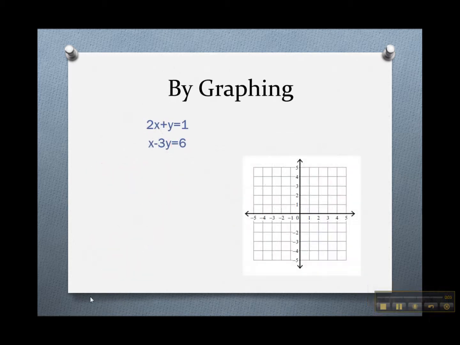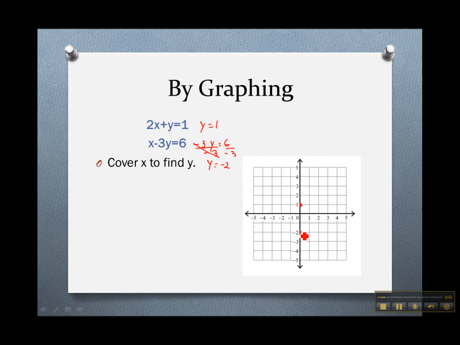Our last method will be by graphing. I'm going to go ahead and use the pen again. The first thing we're going to do is cover x to find y. If I cover this 2x over here, I get that y equals 1, and that's the point right here, y equals 1. And I'm going to do it again for the second one. Cover this x, and you get that -3y equals 6. To solve for y, you need to divide both sides by -3. So these two cancel, and you get that y equals -2, because 6 divided by -3 is -2.